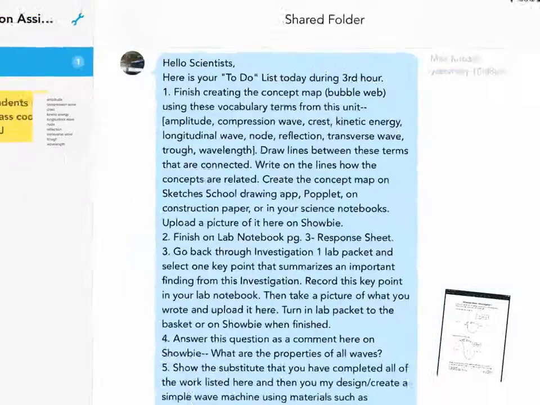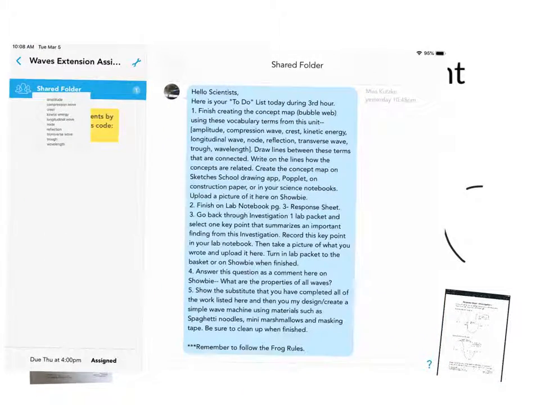Okay, moving on to the next one. For number 4, you're going to answer this question as a comment here on Shobi. What are the properties of all waves? Remember during class, we talked about 2 things that all waves have. Identify those 2 things that all waves have with a written response here on Shobi.